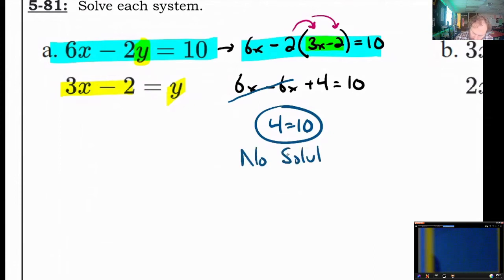These two lines will never cross. They'll never have an intersection point. They're actually parallel lines.